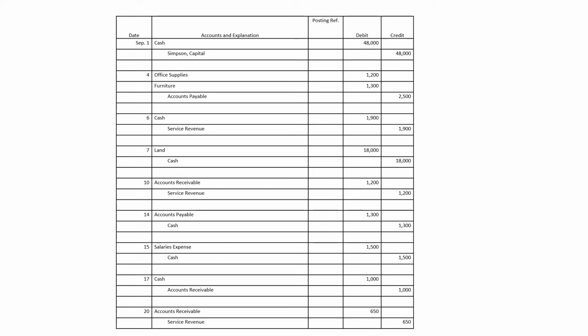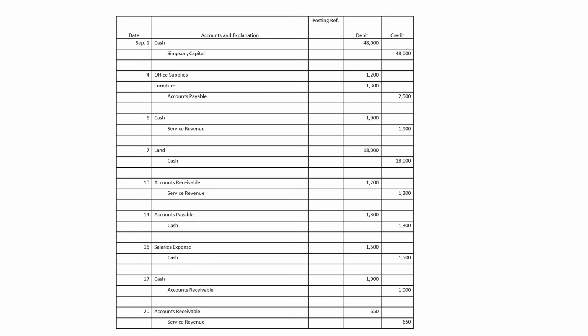On the 7th, paid $18,000 cash to acquire land to be used in operations. What was affected? Well, we bought land, so land with cash. So let's increase the asset land on the debit side, decrease the asset cash, that decreases on the credit side. So land and in the debit column 18,000, then you'll list cash and in the credit column 18,000.